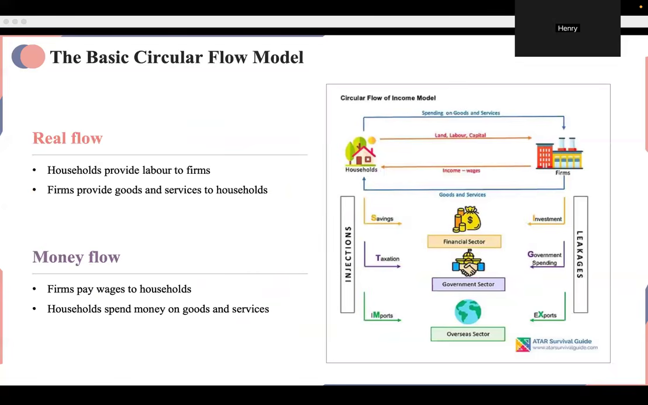Now, let's start with the simplest version of the model. In the basic circular flow, we only consider households and firms. There are two types of flows. The first is real flow, which is where households provide labor to firms, and firms then provide goods and services to households. This is the flow of real resources. Another one is the money flow, which is where firms pay wages to households, and households spend money on goods and services produced by firms. This is the flow of money. These two flows move in opposite directions, forming a continuous circle. This is why it is called the circular flow.